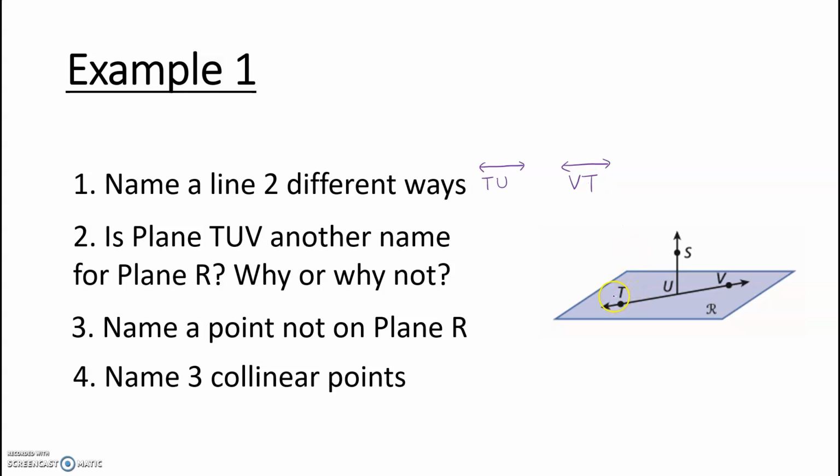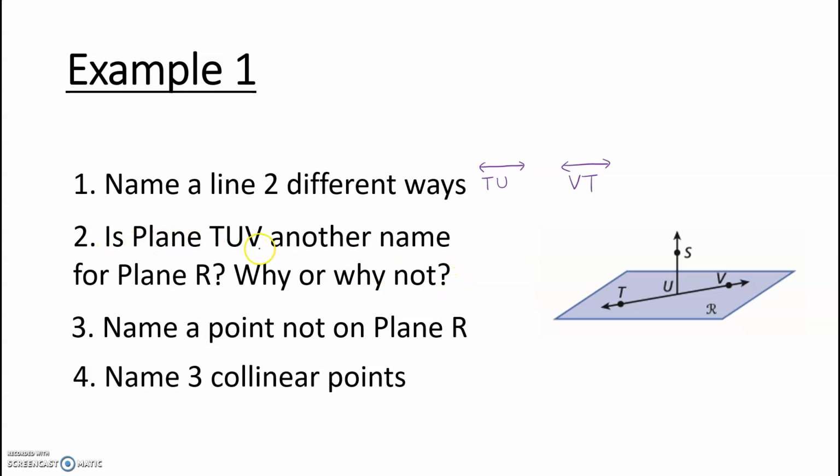There's millions of different ways you can answer these questions. You could have called it TU, UT, TV, VT, UV, VU. All those are naming the same exact line. So pick 2 points that are on the line. That will be the name of the line.